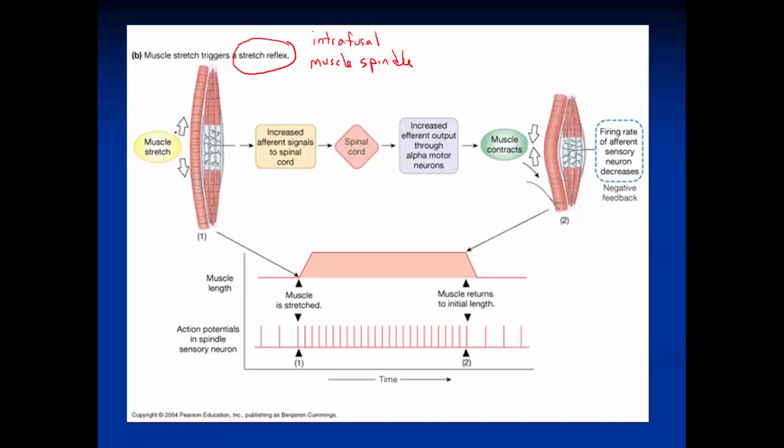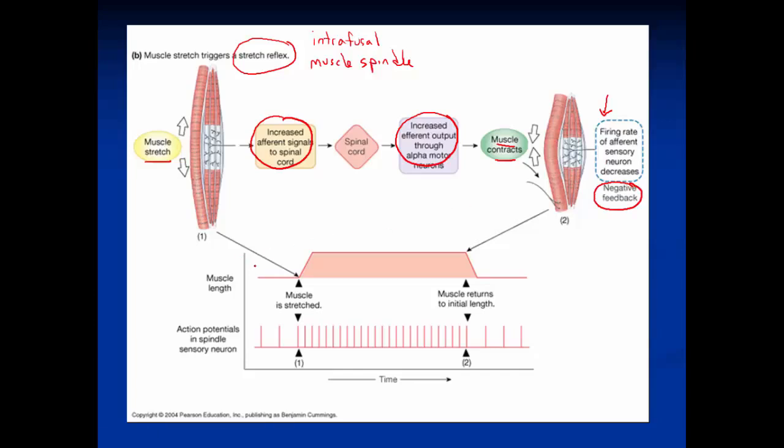Now, when a muscle relaxes, it's going to stretch. Okay? That's going to increase afferent signals to the spinal cord. In the spinal cord, that's going to stimulate alpha motor neurons. Now, when alpha motor neurons are stimulated, what happens? We get muscular contraction. That's going to shorten the muscle. When we shorten, what happens? We get a decrease in the firing rate of those afferent neurons that go to the muscle spindle. And this is a typical negative feedback system.